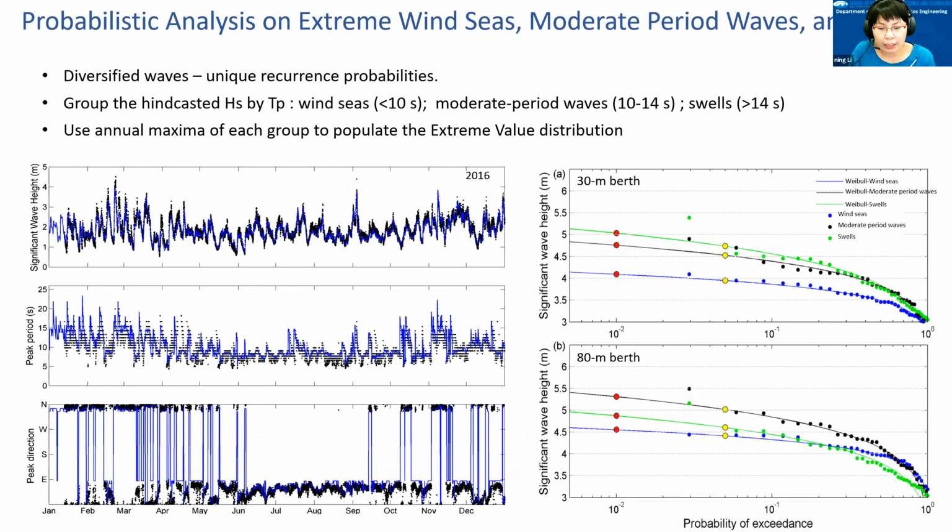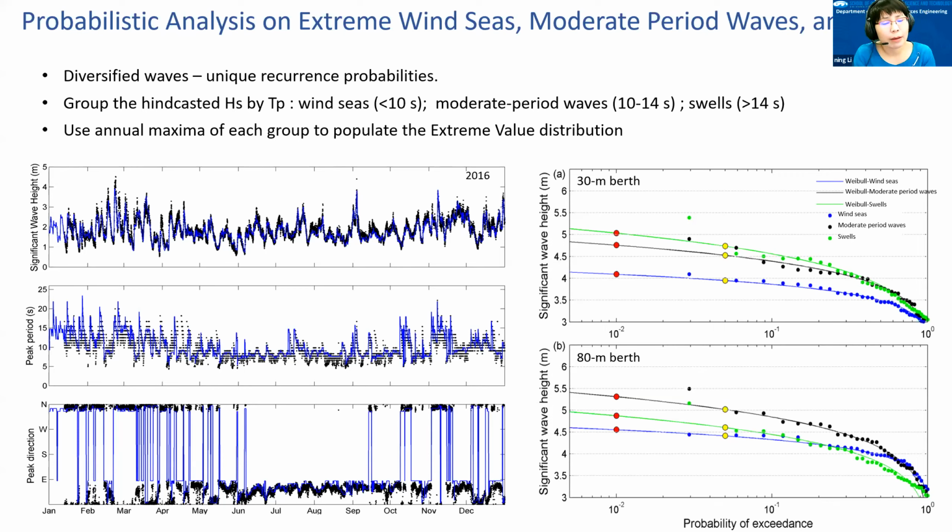So we know in Hawaii and other Pacific islands, we have various kinds of wave conditions, from short period wind waves to long period swells. And those different wave conditions have totally different recurring probabilities. So we have to analyze them separately instead of grouping them all together for one probability analysis. So we divided the different wave conditions into 3 groups: wind seas, with peak period less than 10 seconds, swells with peak period longer than 14 seconds, and then the other group is the waves in the middle.